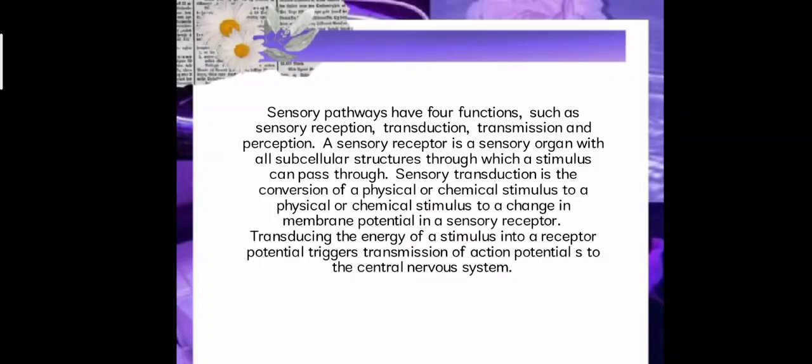Sensory pathways have four functions: sensory reception, transduction, transmission, and perception. A sensory receptor is a sensory organ with all subcellular structures through which a stimulus can pass. Sensory transduction is the conversion of a physical or chemical stimulus to a change in membrane potential in a sensory receptor. So, transducing the energy of a stimulus into a receptor potential triggers transmission of action potentials to the central nervous system.